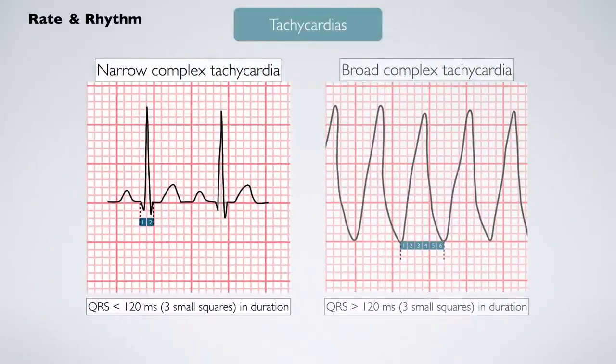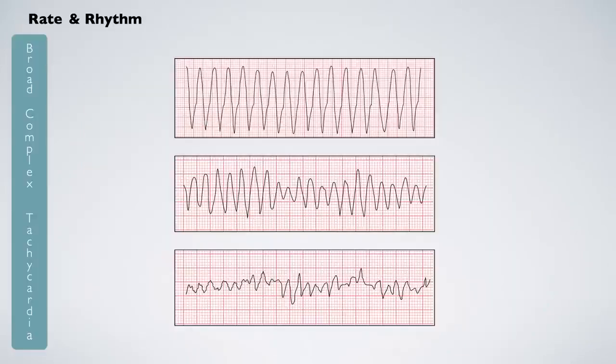Let's move on to the broad complex tachycardias. These are dangerous rhythms, so patients that have this require immediate medical attention. Each of these will have a ventricular rate greater than 100 beats per minute and a broad QRS complex.